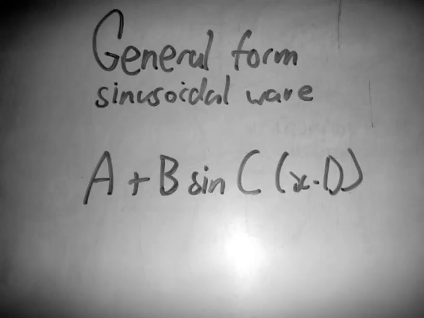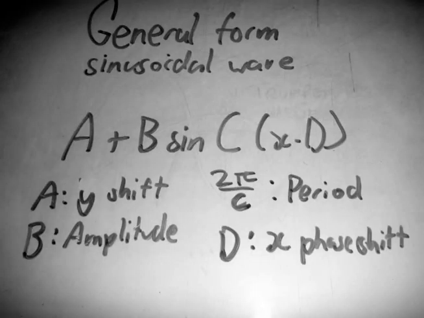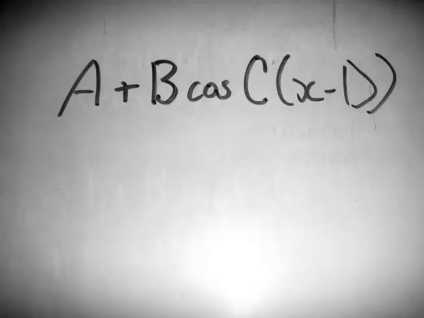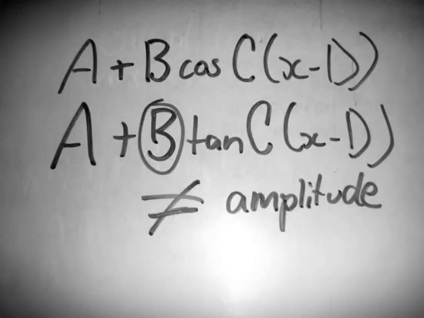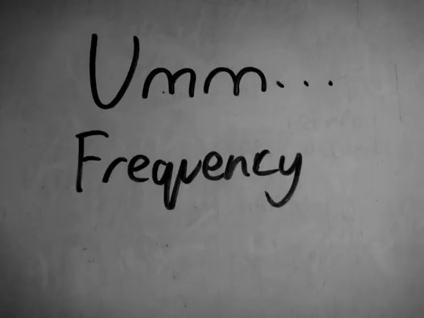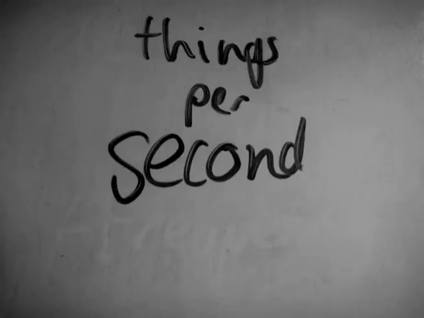The general form of a sine wave is a plus b sine c(x take d), where a is the y shift, b is the amplitude, 2 pi or 360 degrees over c is the period, and d is the x phase shift. This is the same for the general form of cosinusoidal and tangential waves, except b doesn't equal the amplitude of the tan wave because it's infinity. Frequency is how often something happens, often in seconds, so it's things per second, called hertz.